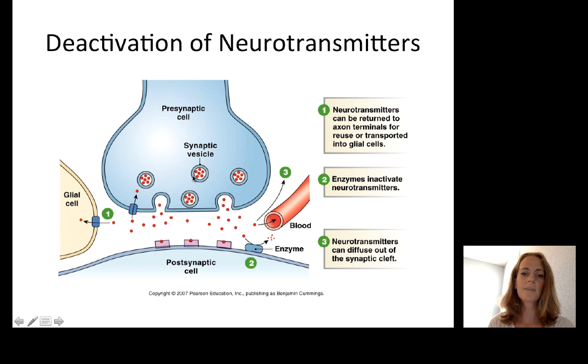So here's your synaptic vesicle with a neurotransmitter being released. As long as it's bound to the receptor, you will have changes in the postsynaptic cell. To get rid of the neurotransmitter, we can pump it into nearby glial cells, which will recycle it. We can break it down with enzymes so it no longer binds to the receptor. Or we can diffuse it away through the extracellular fluid, through the local bloodstream, and remove it from the terminal that way.